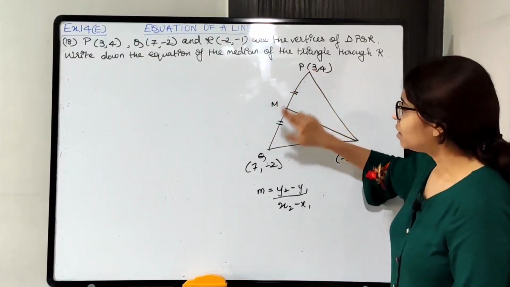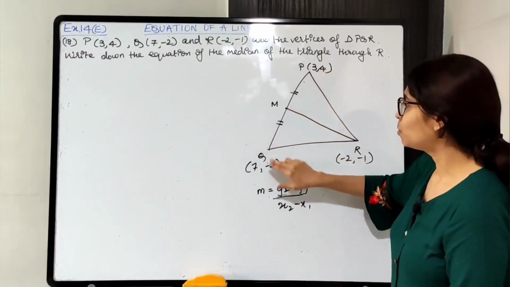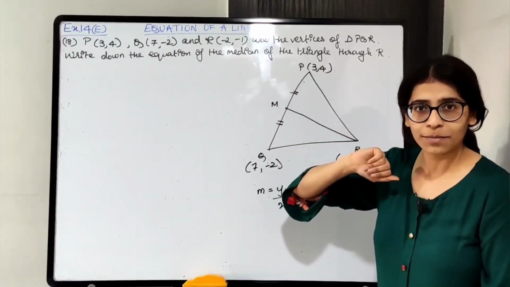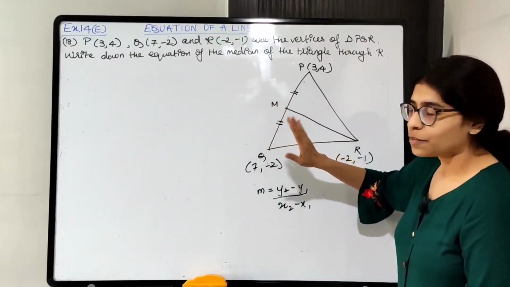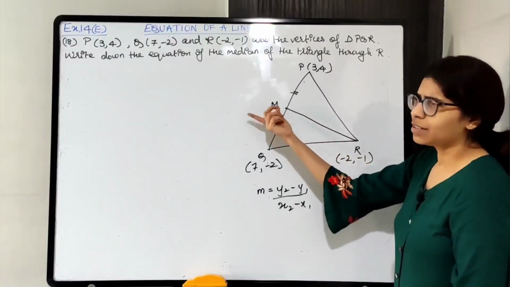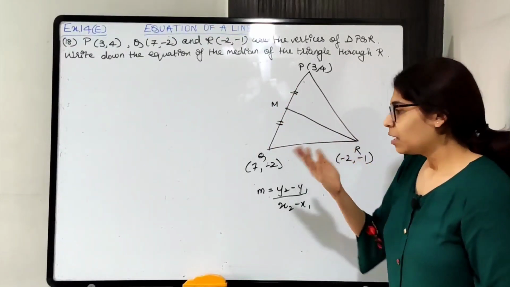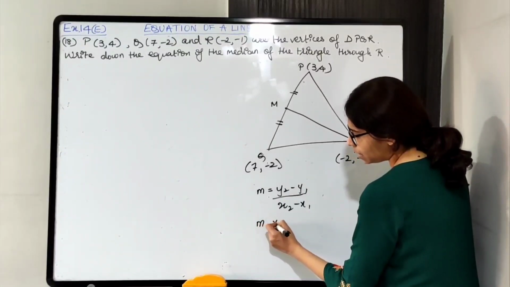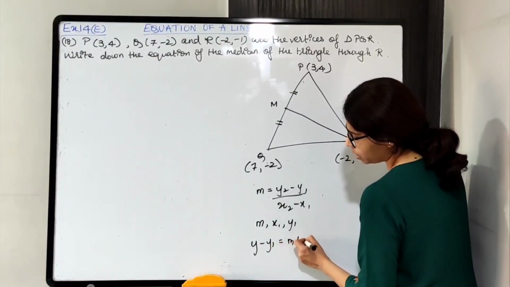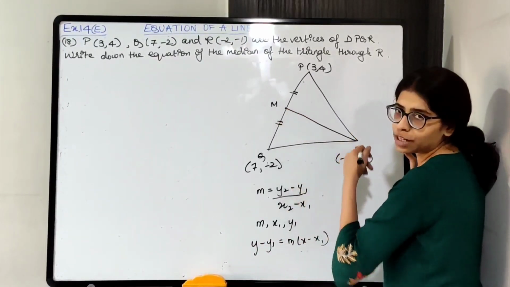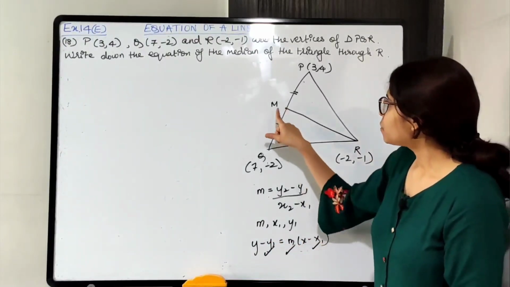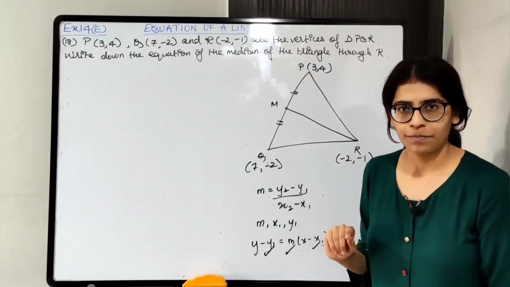The x coordinate will be 3 + 7 divided by 2 and the y coordinate 4 + -2 divided by 2. Solving, I will get the coordinates of M. Okay, so once I get the coordinates of M, I can find the slope of RM, and consider one point as x1, y1. Put the values of m and x1, y1 in the equation y minus y1 equals m into x minus x1. You'll get the equation of RM. Put the values. Okay, so very easy. First we'll find the coordinates of M and then solve further.